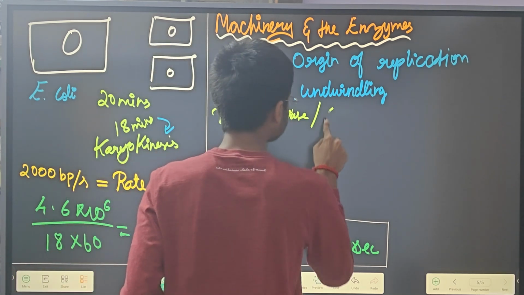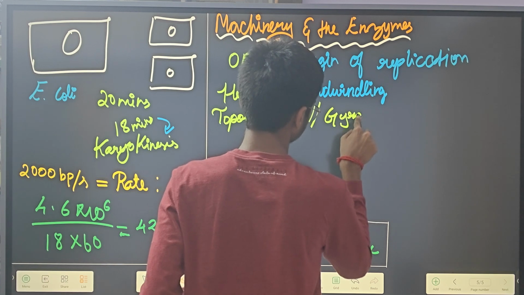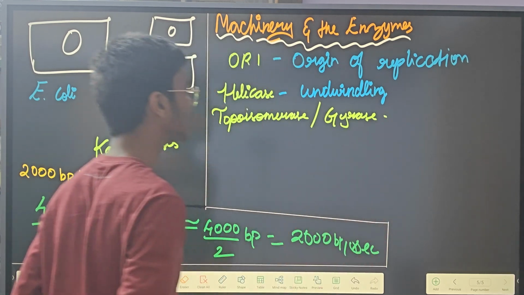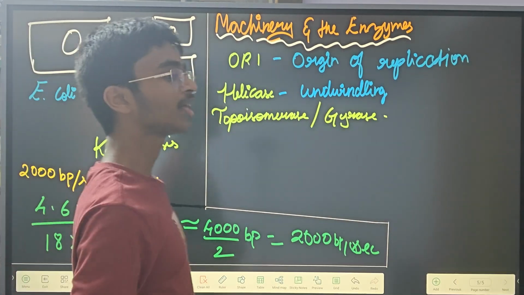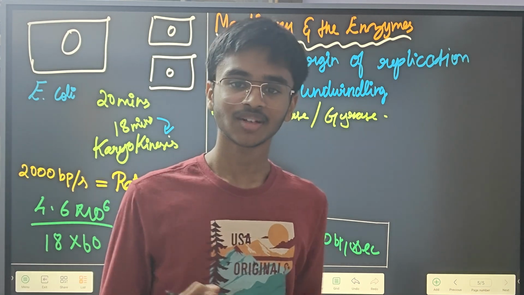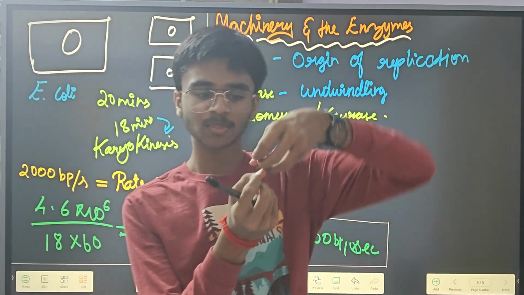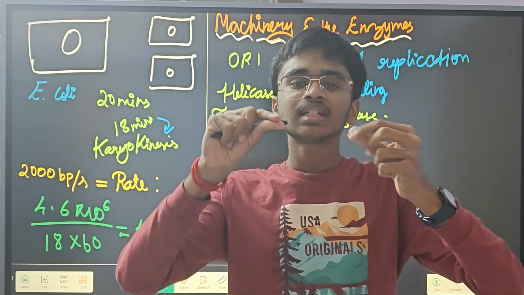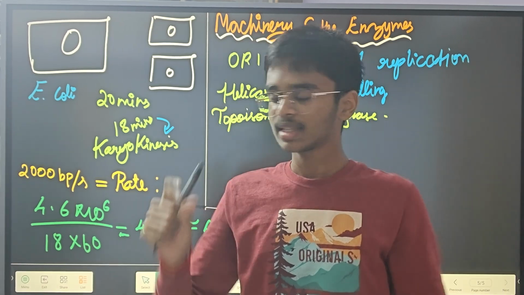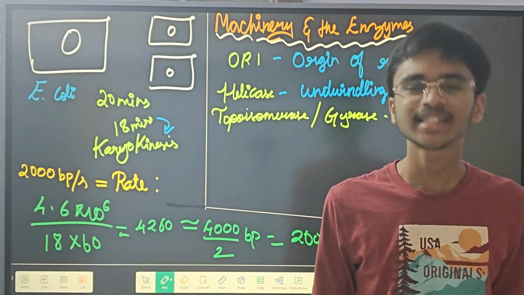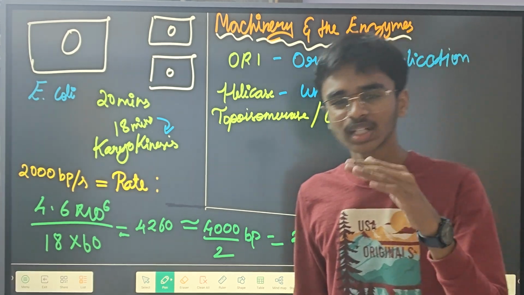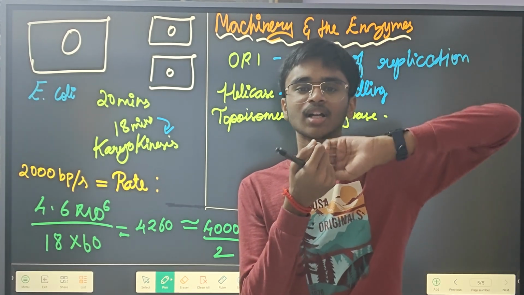Okay, topoisomerase or gyrase is there. Both are the same. Topoisomerase or gyrase is involved in the unknotting. For example, if there is a tangle, see, very simple. If you are just taking a thread where the thread is being rolled like this, automatically in some places it's very common that we will be getting knots.